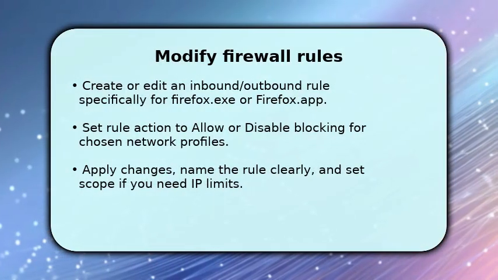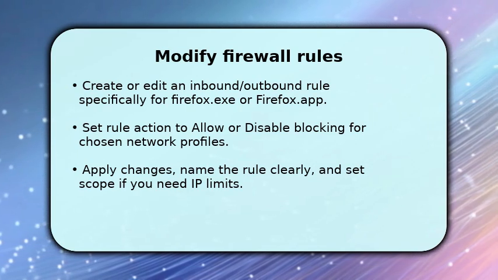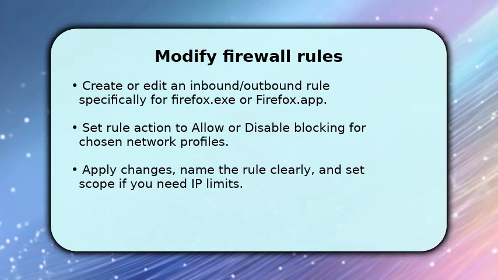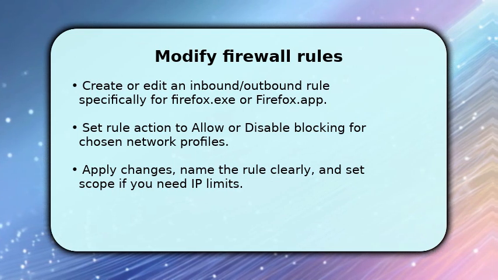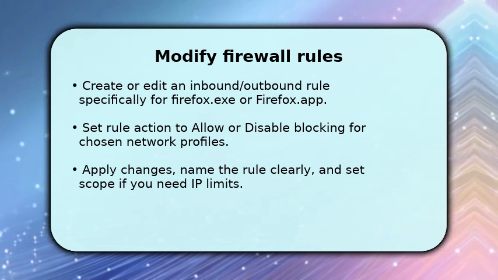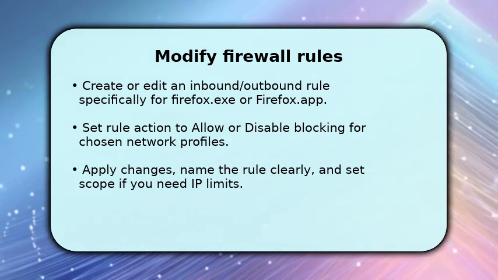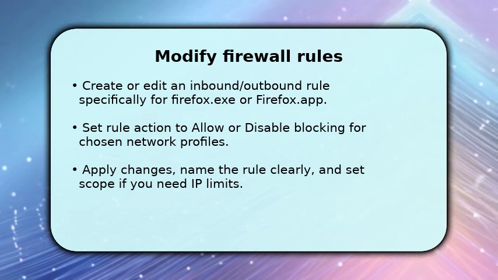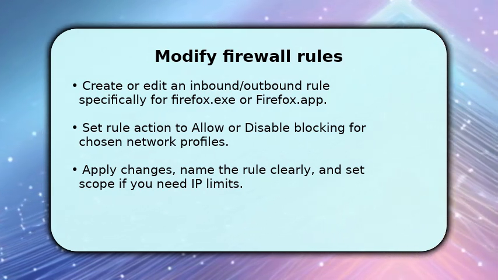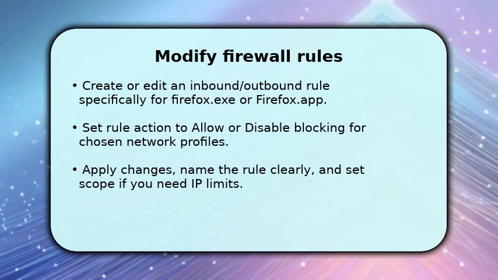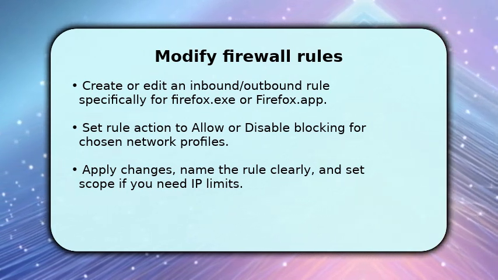Now you will change the rule that blocks Firefox. On Windows, go to Windows Defender Firewall Advanced Settings and find Inbound/Outbound Rules. Locate Firefox.exe and set action to allow or disable the blocking rule. On Mac OS, add Firefox to firewall exceptions in Security and Privacy and enable incoming connections.